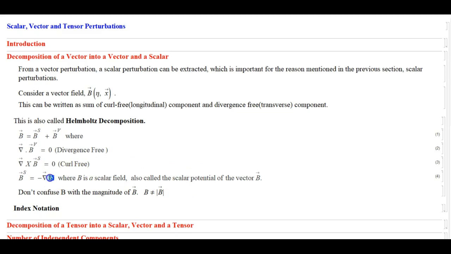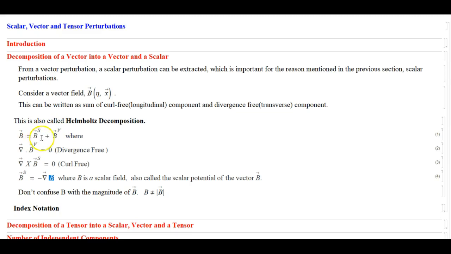We are interested in this scalar field because scalar perturbations are important to us, at least in this course. Scalar perturbations are the main point of focus for us, because they are the ones which are responsible for the growth of structure in the universe. So we need to extract a scalar by decomposing this vector B into a BS vector and a BV vector.